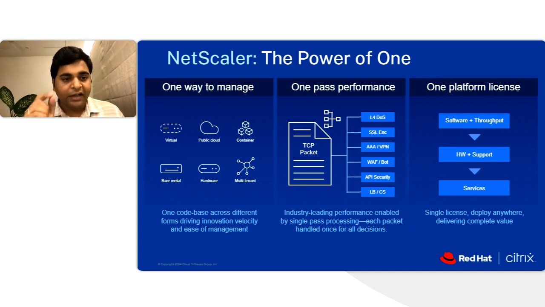NetScaler's one-pass architecture is a unique design that allows the device to perform multiple complex functions on a single packet as it moves through the system. By eliminating the overhead of passing data between different processing engines, NetScaler can handle a much larger volume of requests with low latency, which is critical for modern, high-traffic web applications. We also offer single unified licensing for all the NetScaler appliances deployed across hybrid multi-cloud environments.